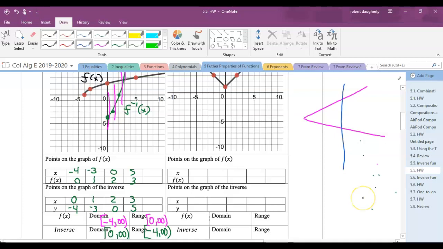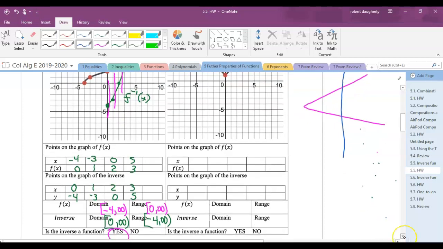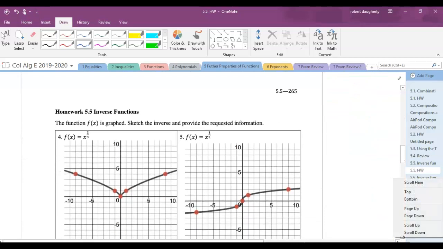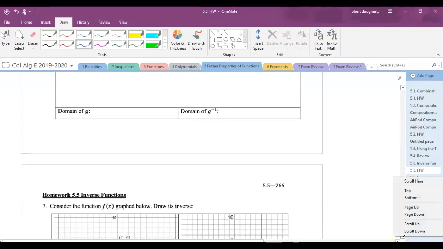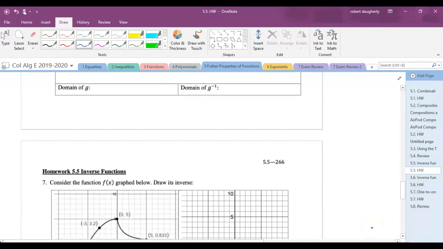Okay? So real quick, I think that takes you through starting how to get through the homework, finding inverses. Yeah, that's all good. And yeah, we should be good. Okay?